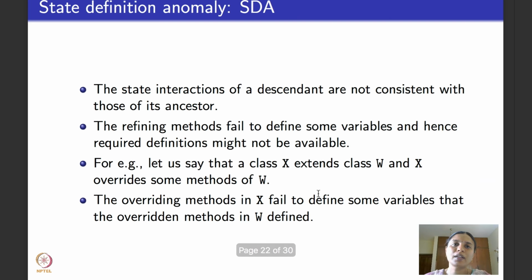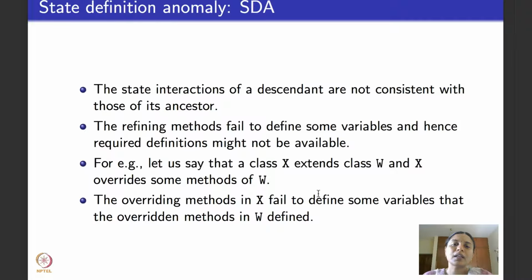The next kind of fault that I want to explain is what is called state definition anomaly, SDA. What happens here? The state interactions of a descendant are not consistent with those of its ancestor. What do we again mean by state interactions? State interactions means operations that involve changing the state, which means operations that change one or more variables that are present in the state. So the refining methods fail to define some variables, and the required definitions that you need may not be available. We'll see an example that explains this in detail.